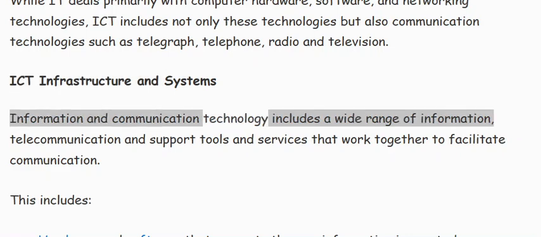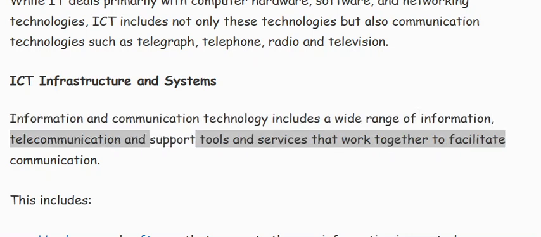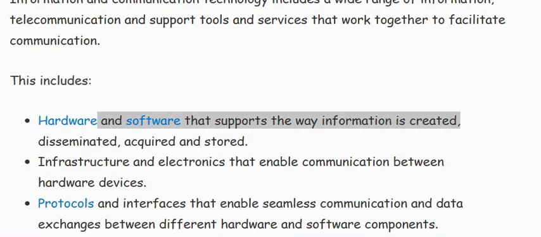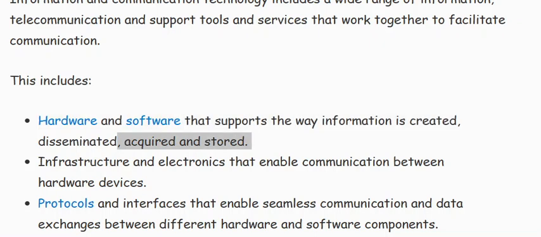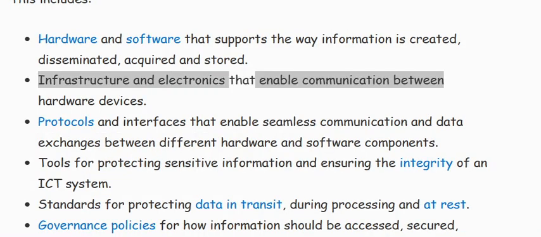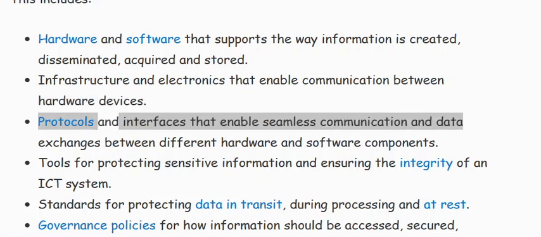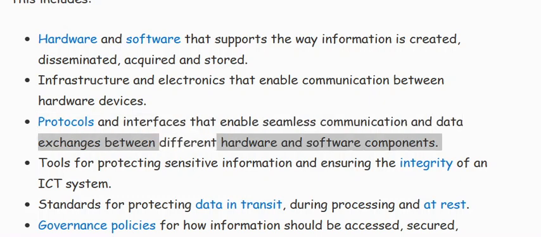Information and communication technology includes a wide range of information, telecommunication and support tools and services that work together to facilitate communication. This includes hardware and software that supports the way information is created, disseminated, acquired and stored. Infrastructure and electronics that enable communication between hardware devices. Protocols and interfaces that enable seamless communication and data exchanges between different hardware and software components.